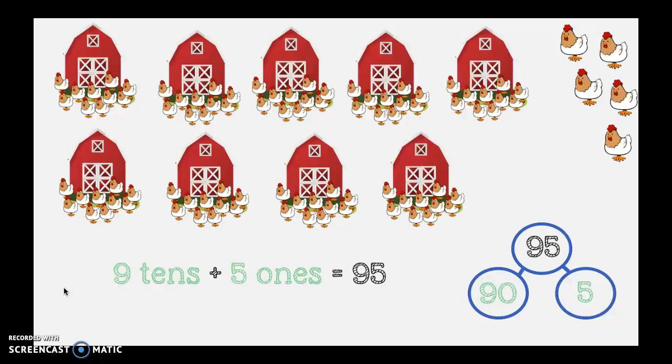What addition sentence could I write using all the numbers in that number bond? Yeah, I know, there are lots of options. I wrote 90 plus 5 equals 95.